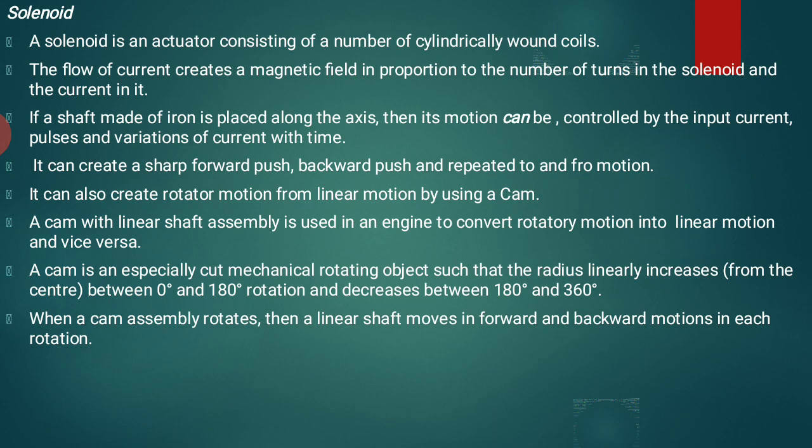If a shaft made of iron is placed along the axis, then its motion can be controlled by the input current, pulse and variation of current with time. If iron material is placed on the axis, the motion can be controlled by the input current, pulses, and the variation of current with time.